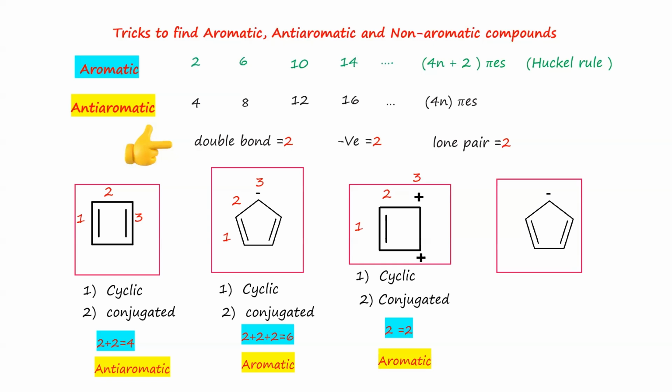Next one, it is a cyclic compound, double bond, single bond and then negative charge. So it has a conjugated system. There are 2 double bonds, so we can write 2 plus 2 and for the negative charge we can write 2, total is 6. So it is an example of aromatic.